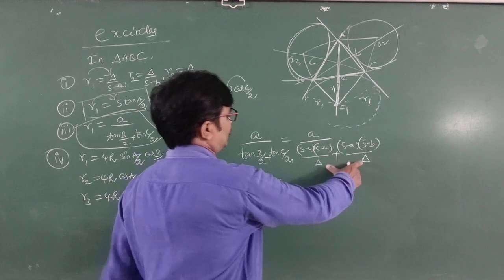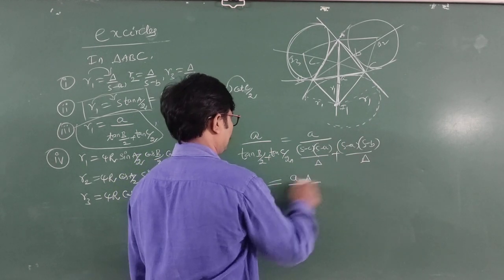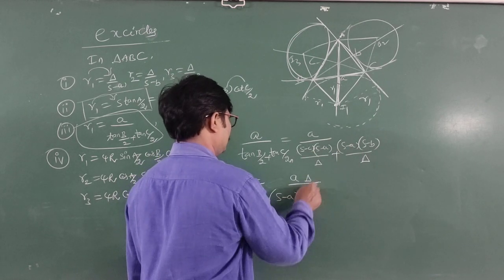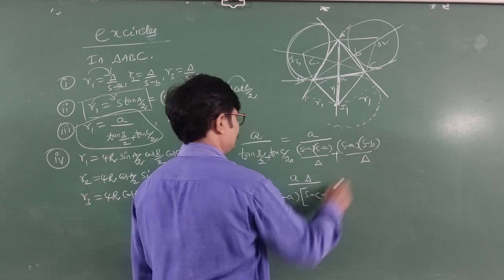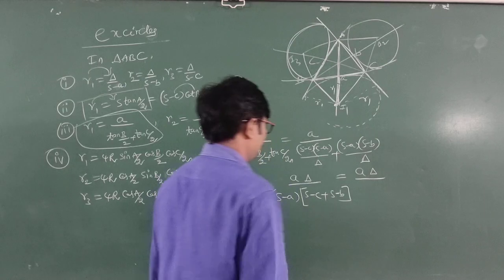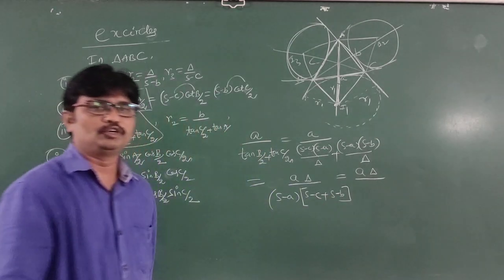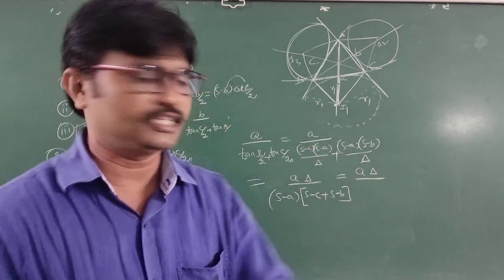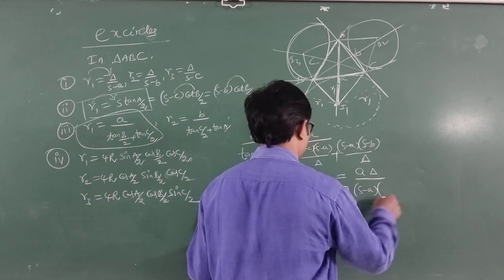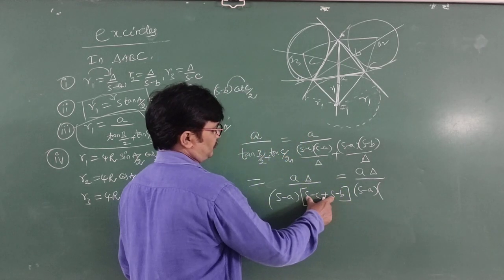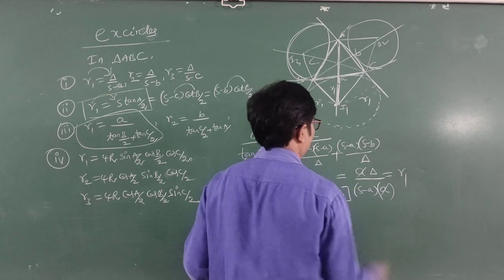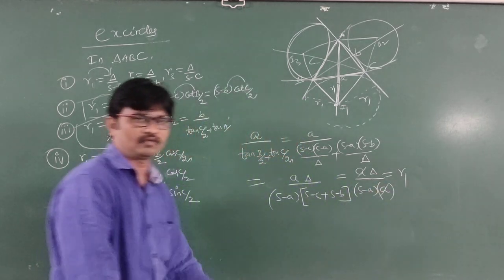So dear students, delta is the LCM, a delta. What is the common term in the denominator? s minus a is the common. What is the remaining? s minus c and s minus b are the remaining. So a delta upon s plus s, 2s, where 2s is nothing but a plus b plus c. b and c are cancelled. Now s minus a, equal to s plus s, 2s, b and c cancelled. The remaining is a. So students, this is delta by s minus a, which is r1.